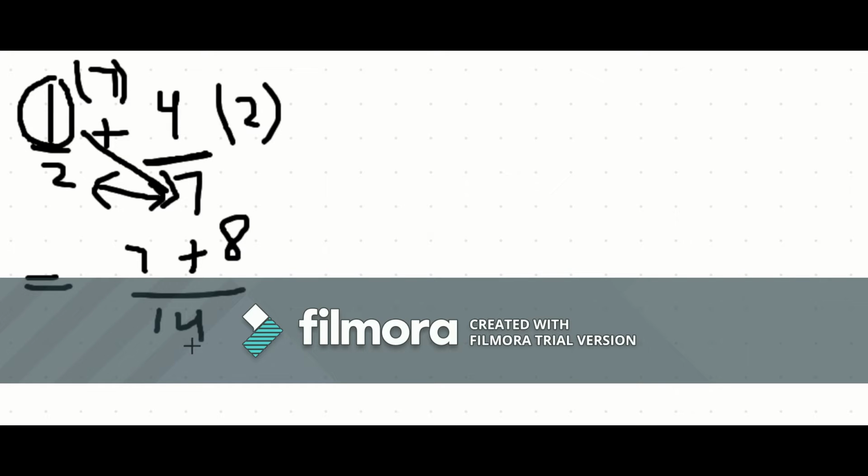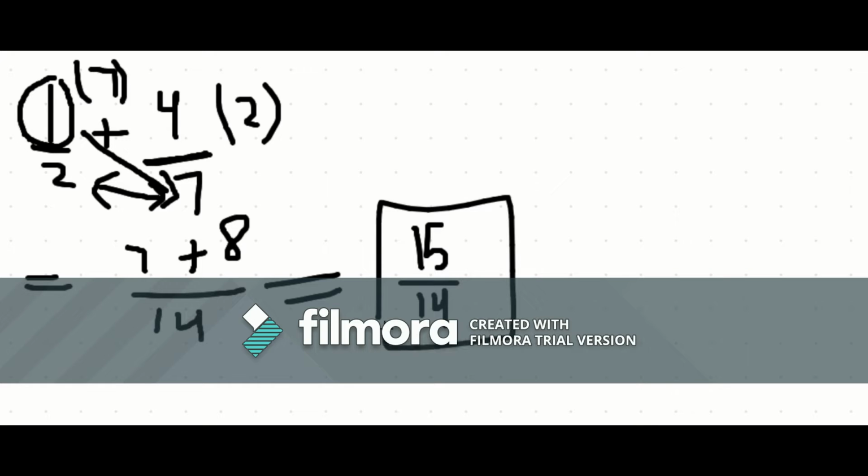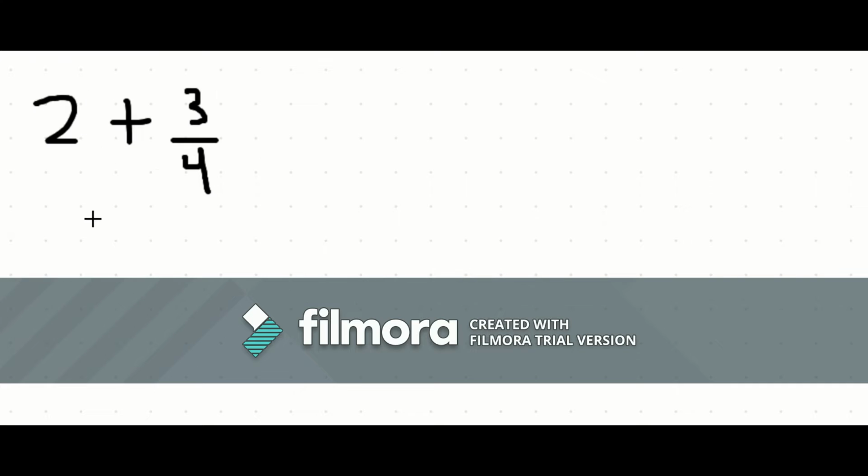And since we have a common denominator now, you can add the numerator, and that's how you get your final answer. So 7 plus 8 is 15. And at the bottom is your 14. So this would be your final answer. This is the easiest method to solve this type of fractional addition problems. So now we move on to our second example.